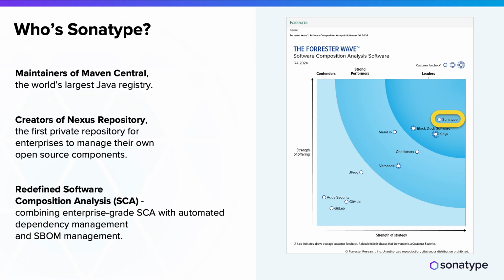I'll just do an introduction about Sonatype. So for Sonatype, we are in the software composition analysis space. Forrester Wave recognized us as the leader in this space. As you can see, just doing some marketing here, we are on the top right corner for SCA. And we are the maintainers of Maven Central.